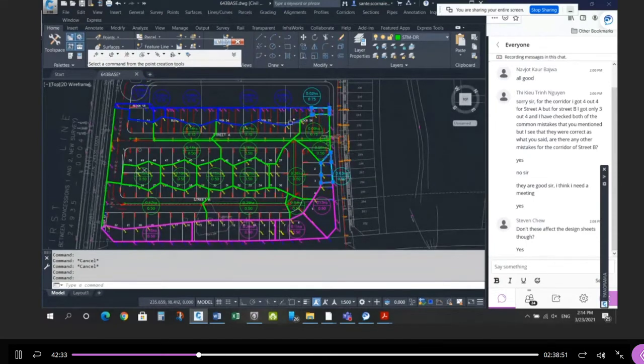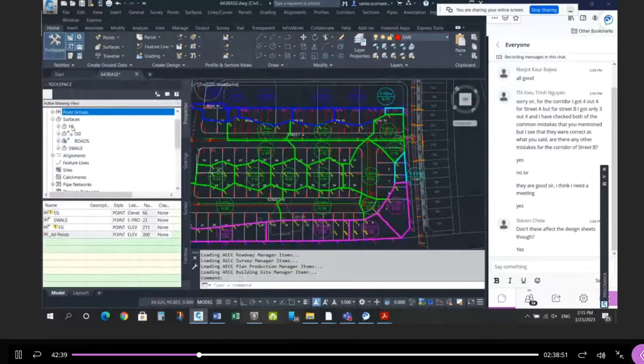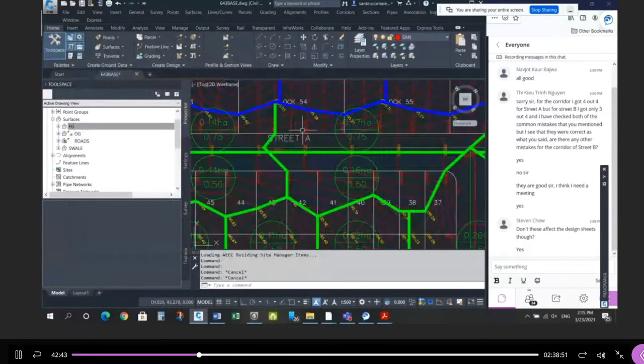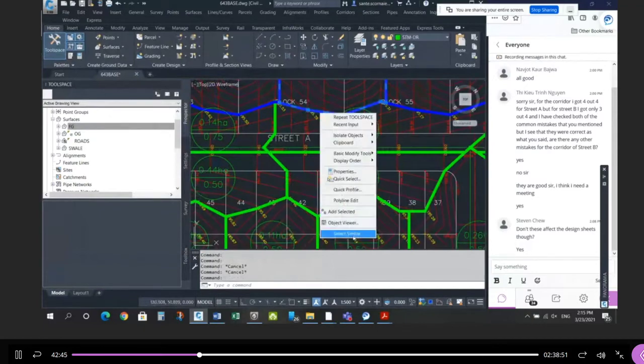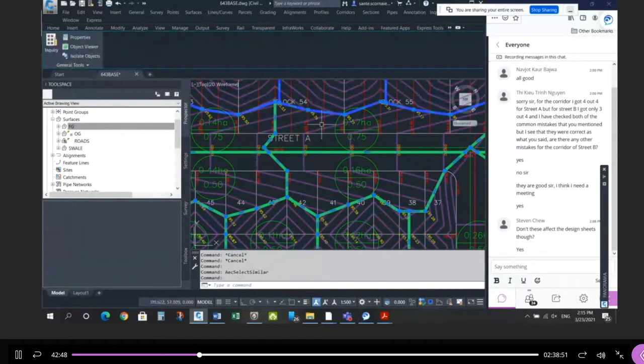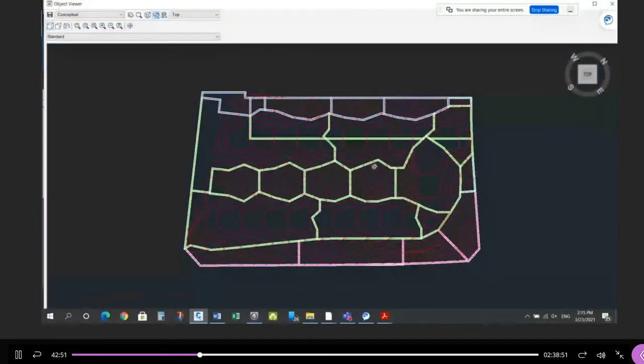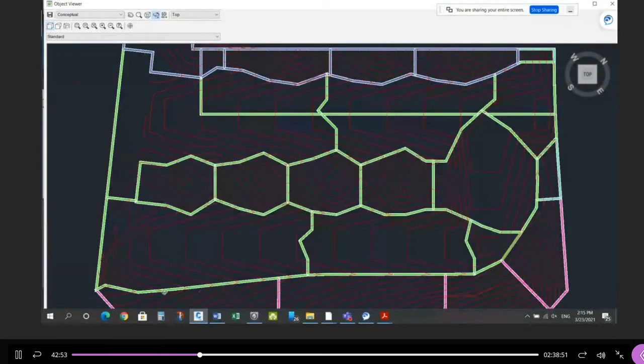All right, so the delineation, and let me show you this with the grading, and this is part of what I was looking for. When you look at the surface for the finished ground, I'm going to select similar and select the surface, object viewer. You should see a drainage divide everywhere there's a split point, right? So these are the split points. Backyard's going this way, the front yard going toward the road.